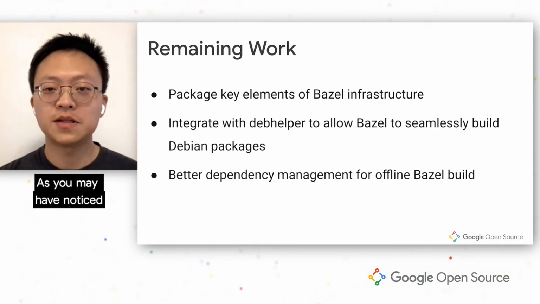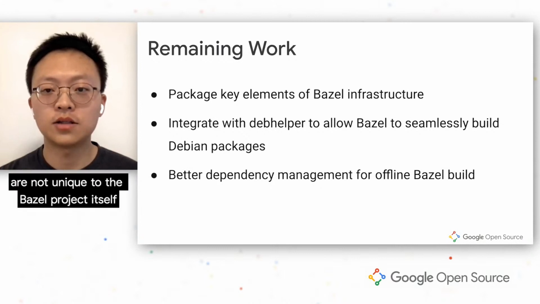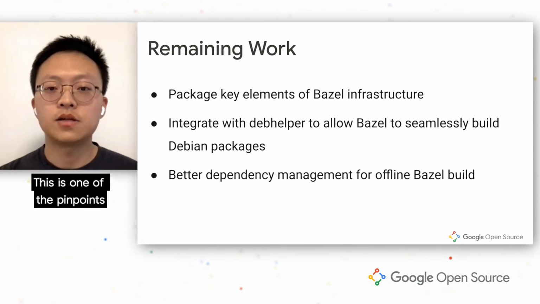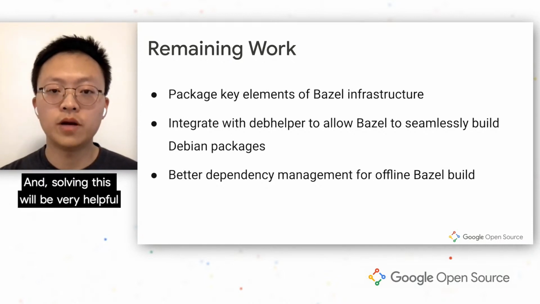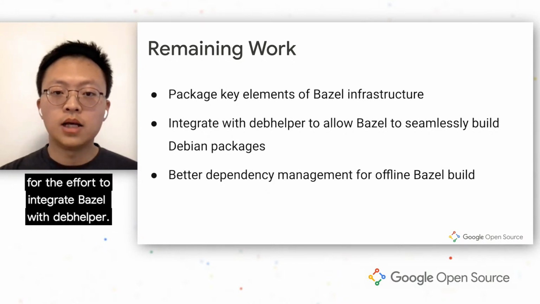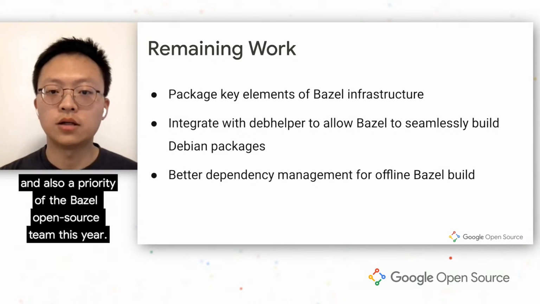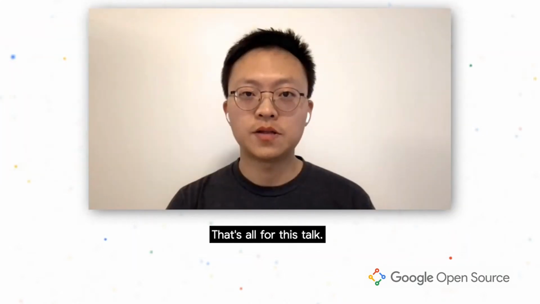As you may have noticed, the issues of building a project offline with system-installed libraries are not unique to the Bazel project itself, but also apply to other projects that are built with Bazel. This is one of the pain points of how Bazel currently deals with external dependencies, and solving this will be very helpful for the effort to integrate Bazel with DebHelper. Improving the dependency management in Bazel is an ongoing effort and also a priority of the Bazel Open Source team this year. That's all for this talk.